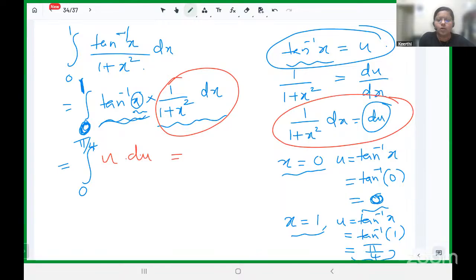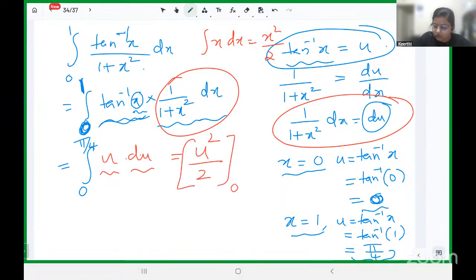What is integral u du? What was integral x dx? Integral x dx means x square by 2, right? Similarly, what is integral u du? The only difference is the variable has changed, right? So this will become u square by 2, from 0 to pi by 4.